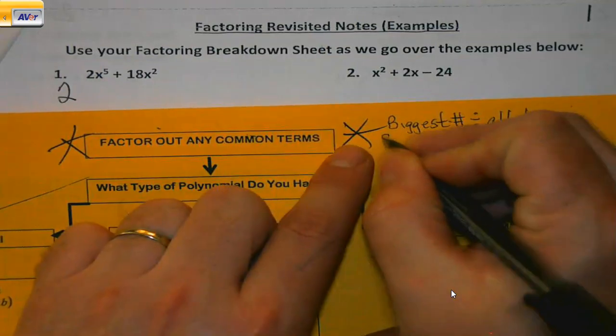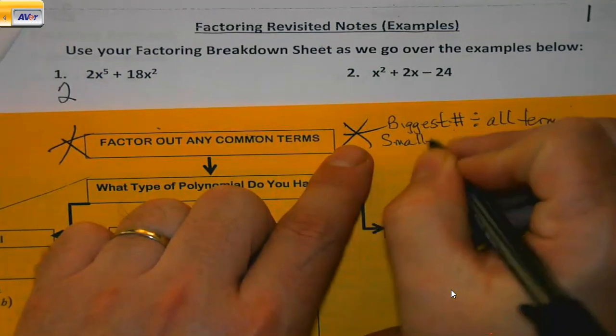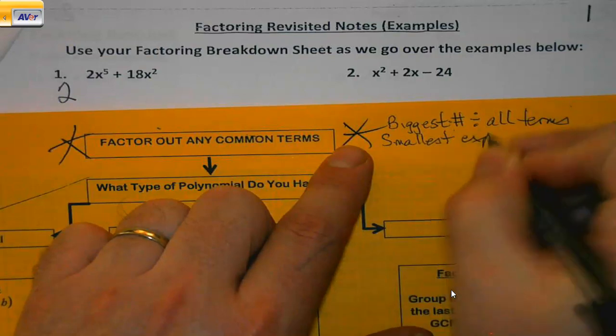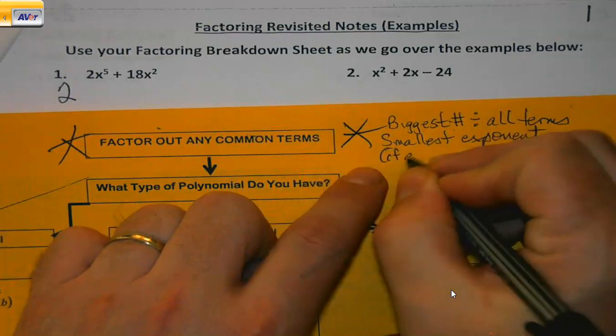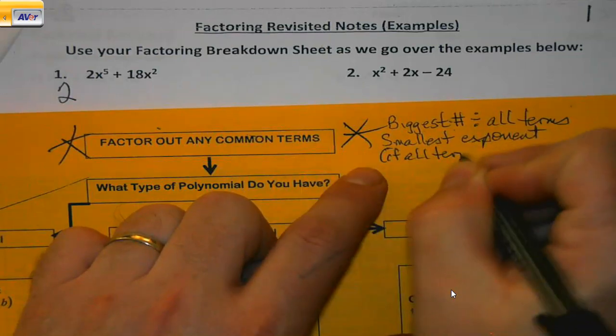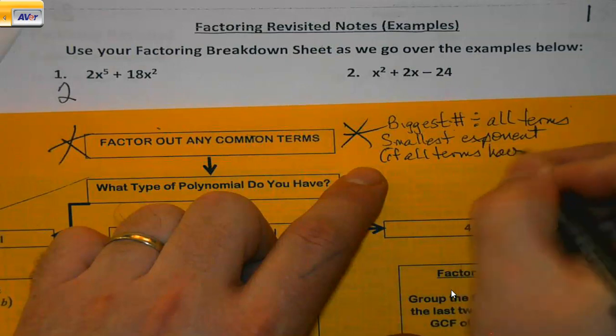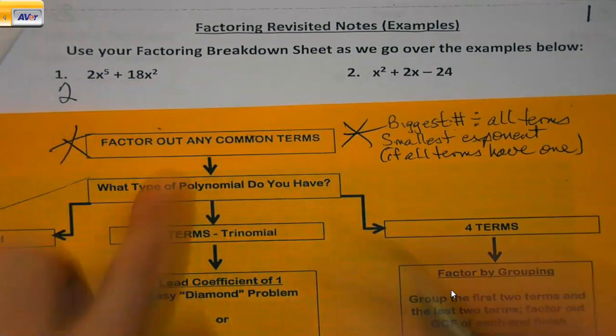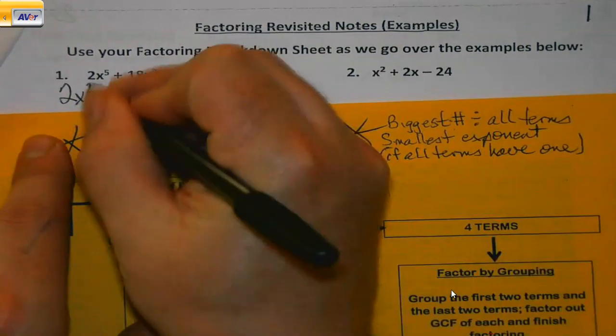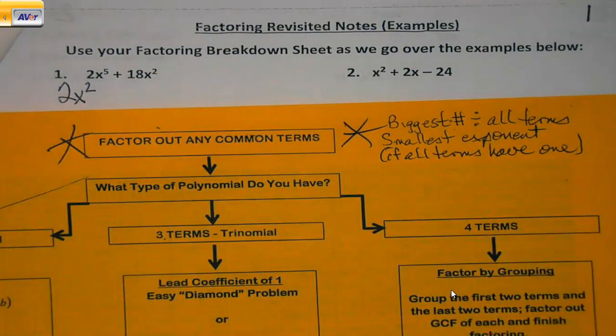Then I look for the smallest exponent if all my terms even bother having one. So here I'm like, okay, they both have x. This one, 2 is smaller than 5. So I'm going to take out x squared.